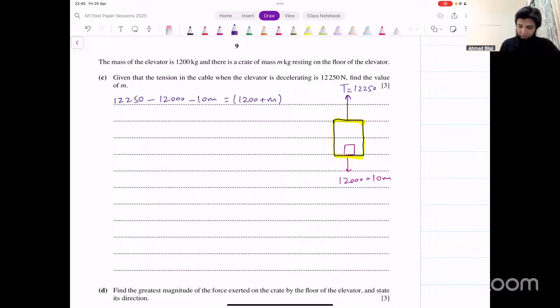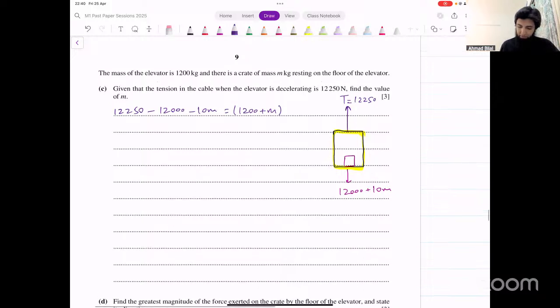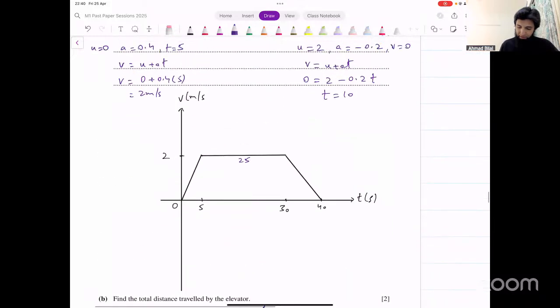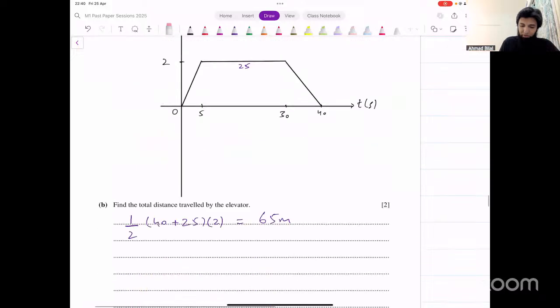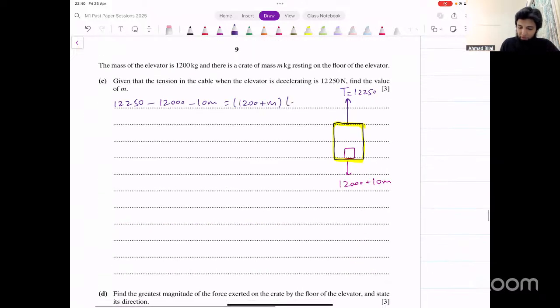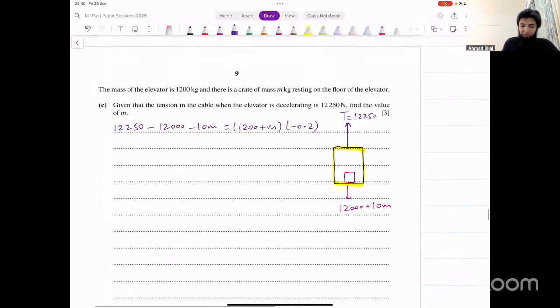Acceleration is what we have to find out, or what? Oh, we found the acceleration somewhere when it was decelerating. It was negative 0.2. It was given in the question. And that you can find the value of m from this. You can see what that is. 250 minus 10 times m equals minus 1200 plus m, because that's the total mass, right?